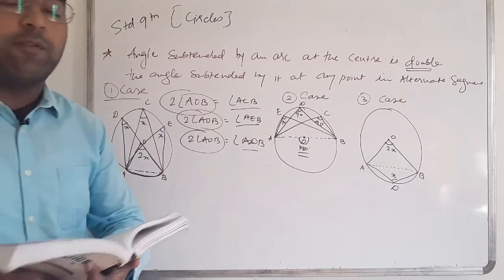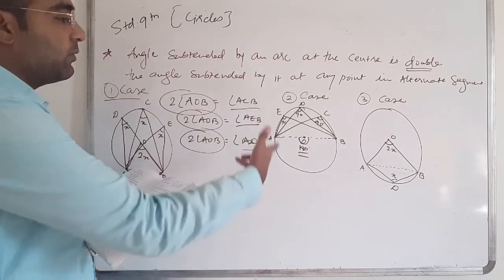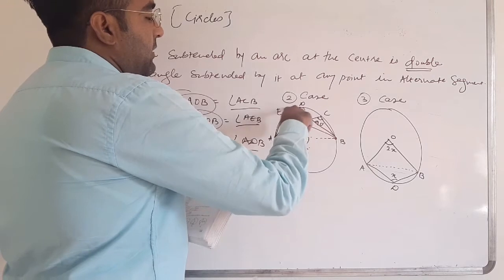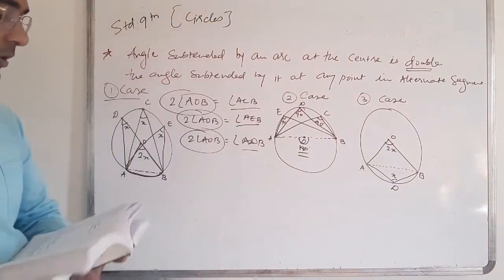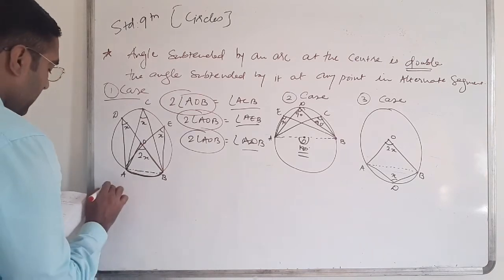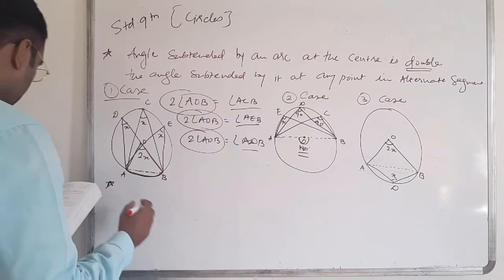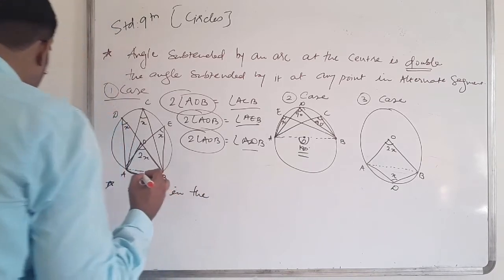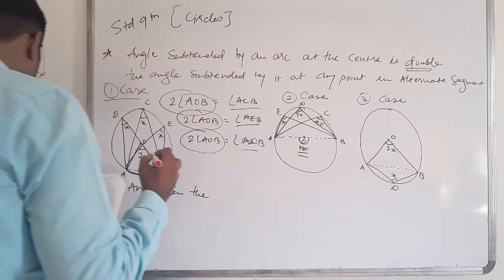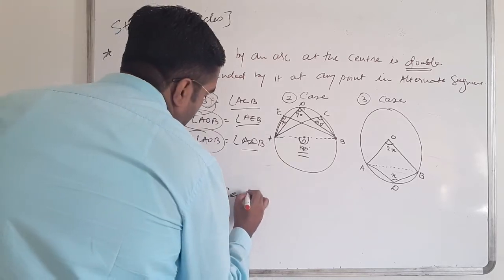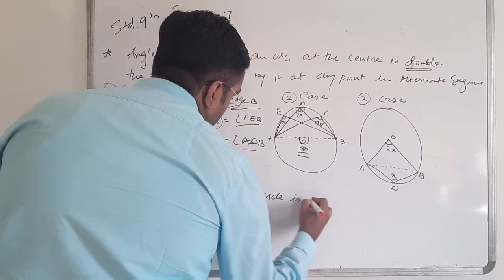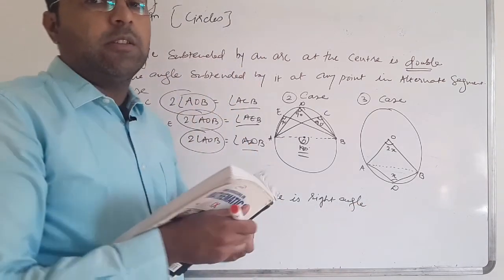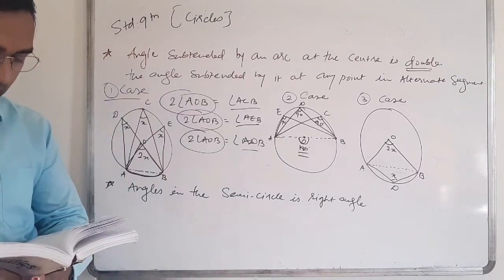Next theorem, that is also from case 2. Here we are drawing a semicircle, and in the semicircle each and every angle formed is 90 degrees. So the second theorem, also based on case 2, is: angles in a semicircle are right angles. Clear that?